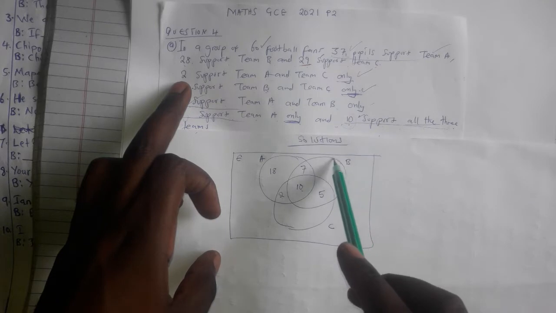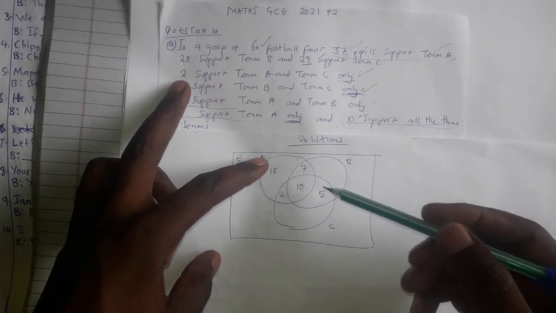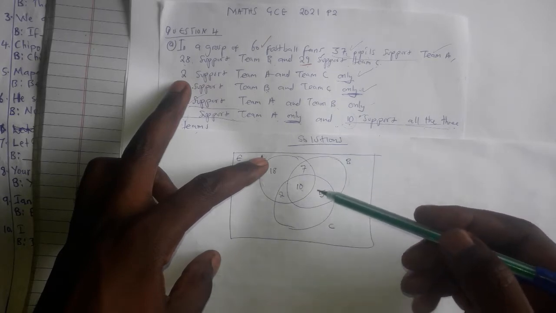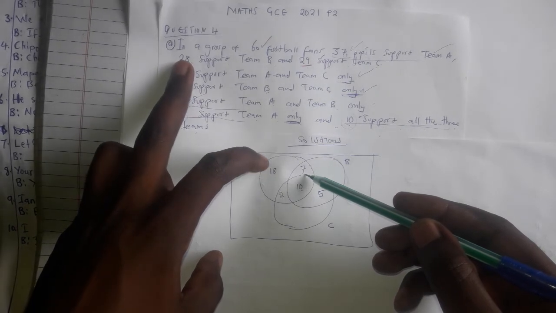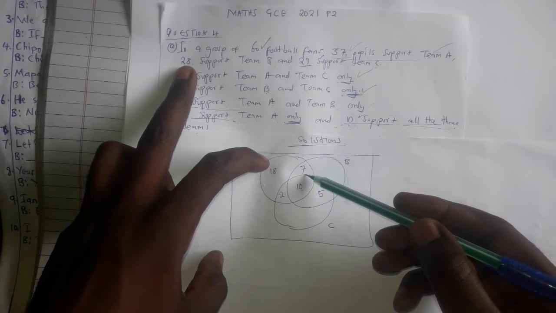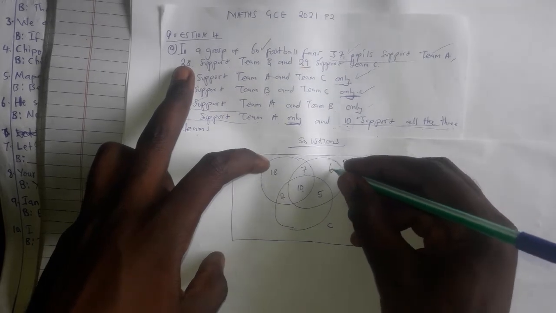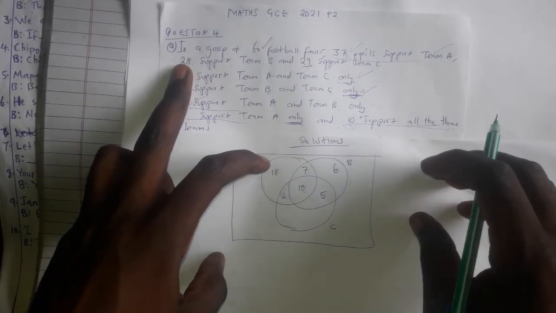Let's go to team B. We have team B here, and let's check the numbers that we have. There is 10 plus 5, 15 plus 7, 22. But we have been told that there are 28. So how many more are we remaining with to reach this target of 28? We are remaining with 6. So that 6 is going to occupy the outer space, but within set B.